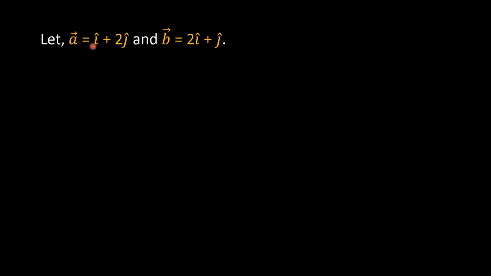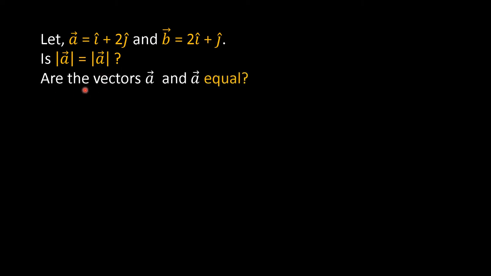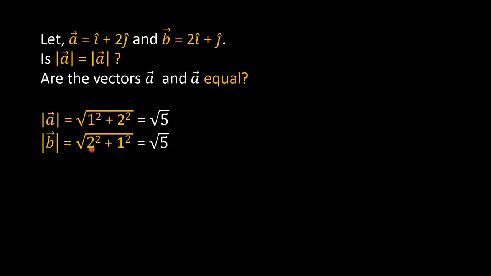If a bar equals i plus 2j and b bar equals 2i plus j, is mod a bar equals mod b bar? Are the vectors a bar and b bar equal? We have mod a bar equals under root 1 squared plus 2 squared, which will be root 5. And mod b bar will be under root 2 squared plus 1 squared, which will also be root 5.